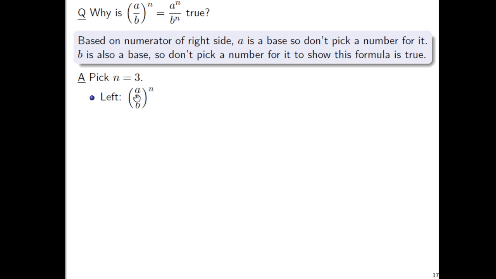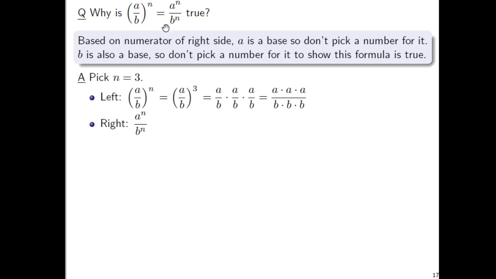Now take a look at the left side. (a/b) to the n becomes (a/b) to the third, and to the third means multiply that fraction by itself a total of 3 times. So a over b times a over b times a over b. And if we do what fraction multiplication looks like, we should just multiply straight across: a times a times a over b times b times b.